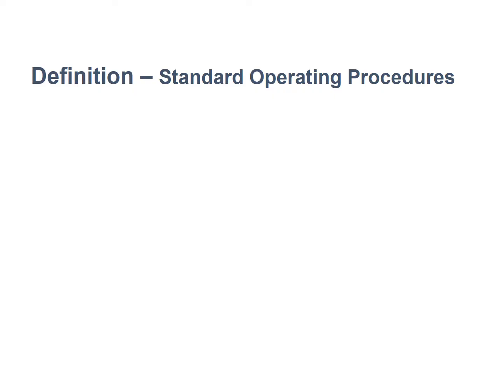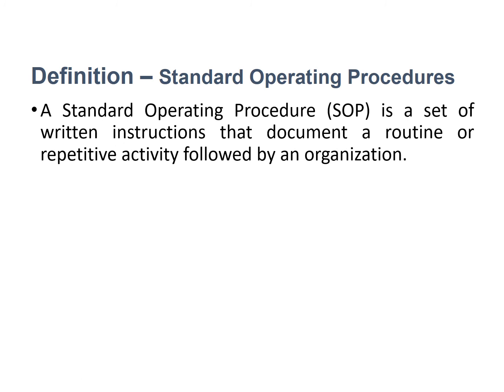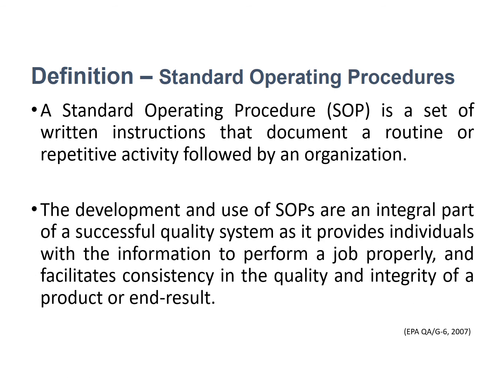Definition: standard operating procedures. A standard operating procedure, SOP, is a set of written instructions that document a routine or repetitive activity followed by an organization. The development and use of SOPs are an integral part of a successful quality system, as it provides individuals with the information to perform a job properly and facilitates consistency in the quality and integrity of a product or end result. Because what this is all about ultimately, again, is meeting the needs of customers.